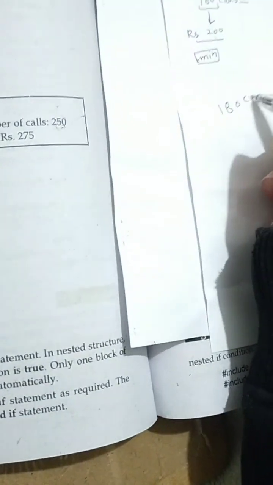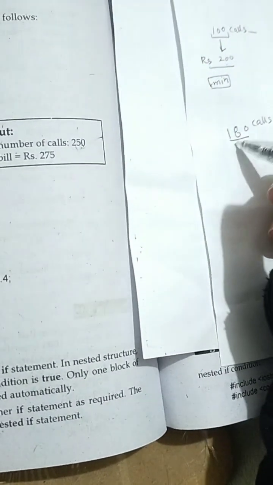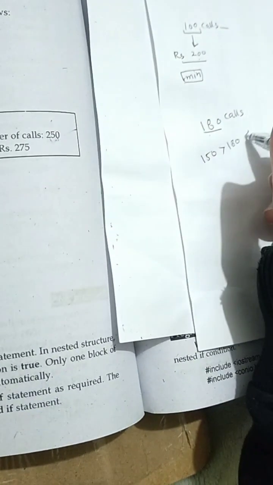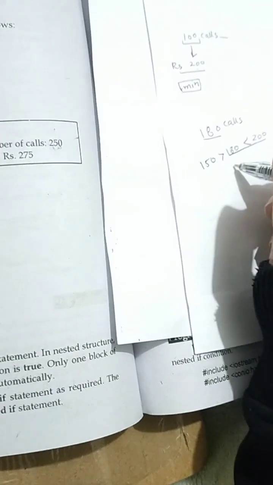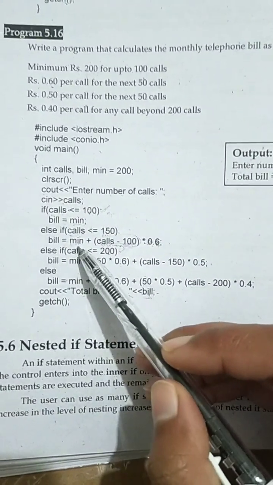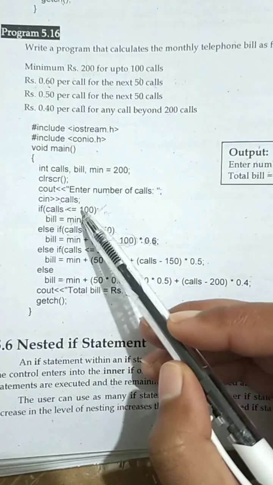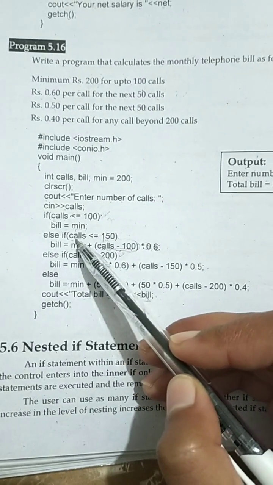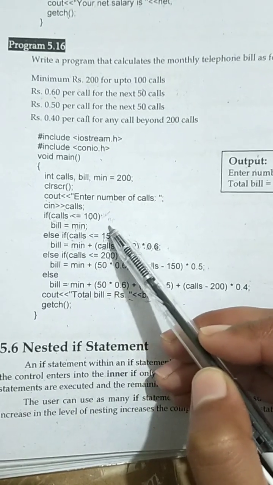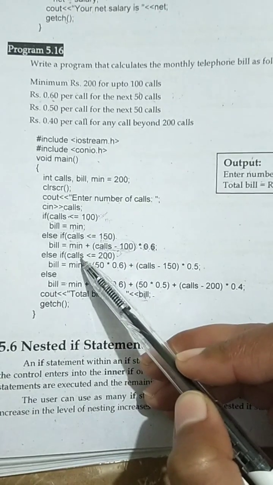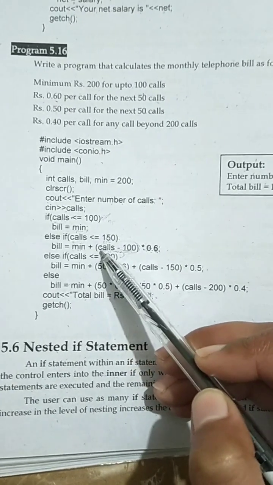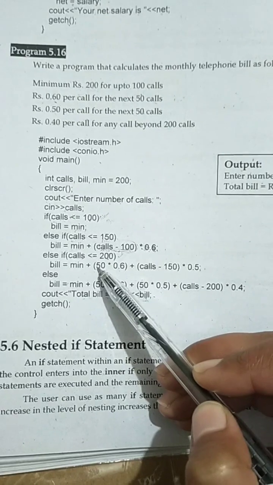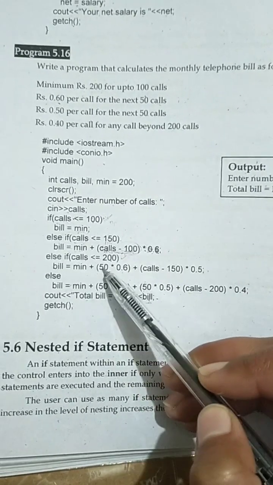Now for example, another user enters 180 calls. You know that 180 is greater than 150 and less than 200. First this condition will be checked: 180 is less than or equal to 100? No. The next condition: 180 is less than or equal to 150? No. The next condition: 180 is less than or equal to 200? Yes, 180 is less than 200, so this condition will be executed and this statement will be executed.